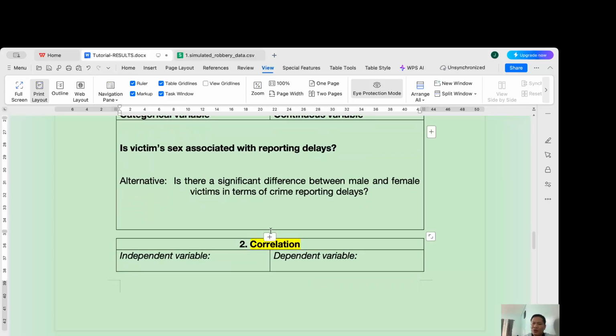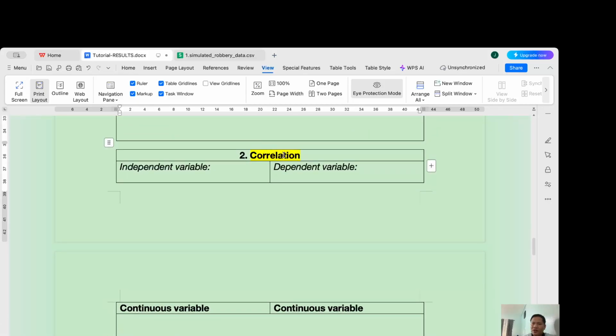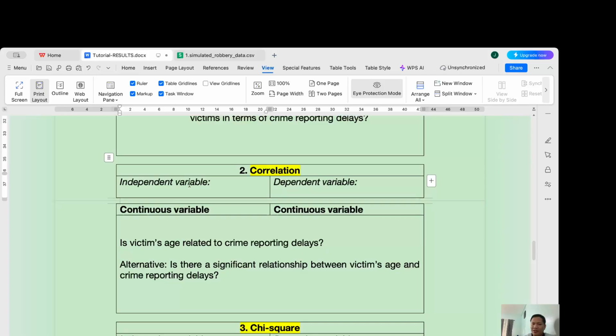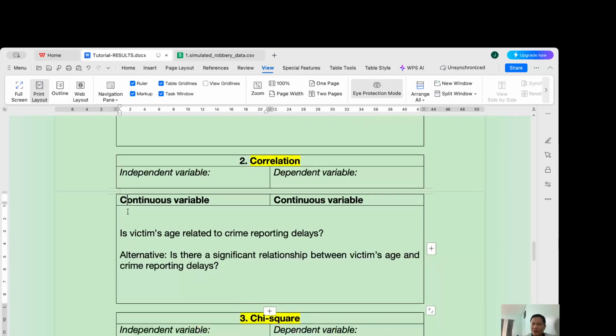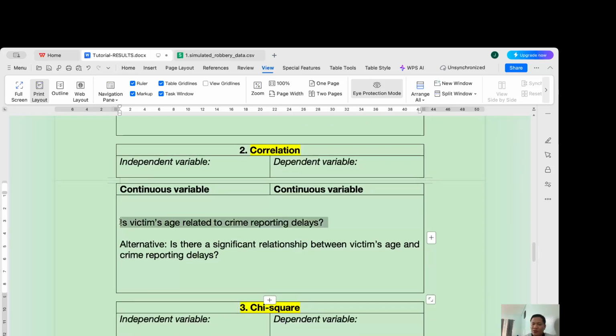Now let's go to correlation. Correlation involves two variables also, the dependent variable and the independent variable. Here, the dependent variable is a continuous variable, while the independent variable is also continuous. Let's look at the research question that is answerable by Pearson correlation.